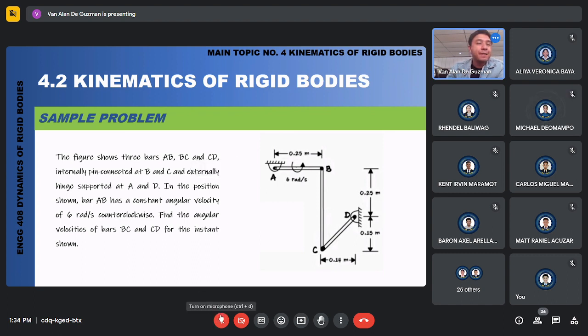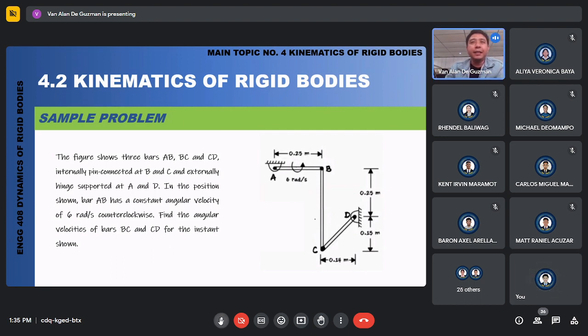Opo, sir. Punta naman tayo dito sa bar CD. Ganun din. Hinge connection at point D. So ano yung mangyayari dyan? Magro-rotate lang itong CD dito sa fixed hinge connection natin at D. So, nag-gets din po natin yung part na yun. How about yung ating BC? Ano po yung motion yung ating bar BC? Come again?